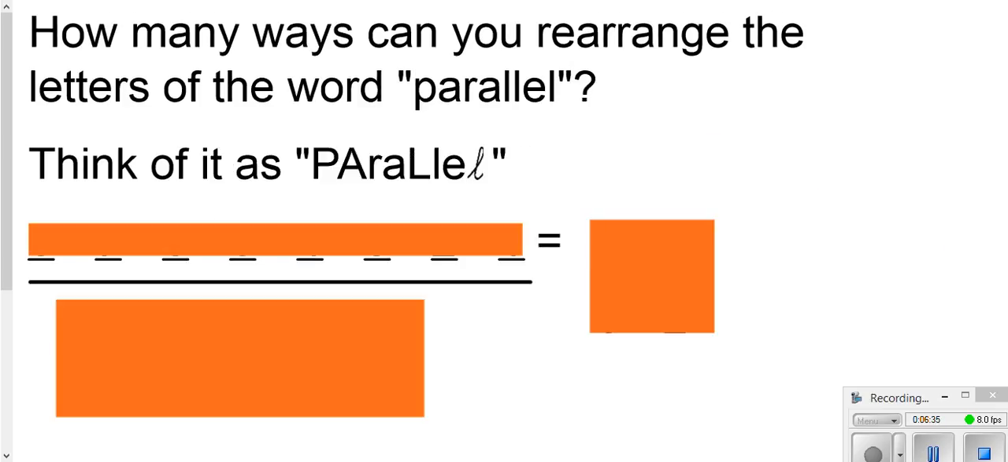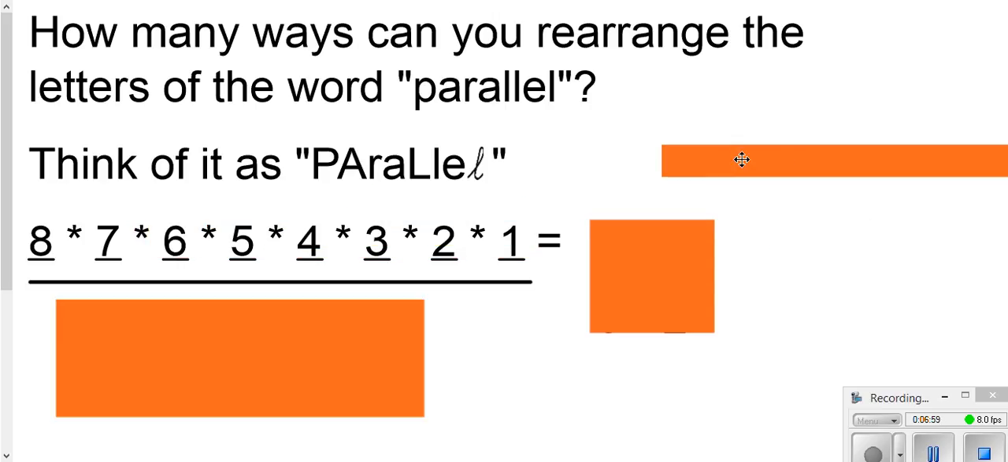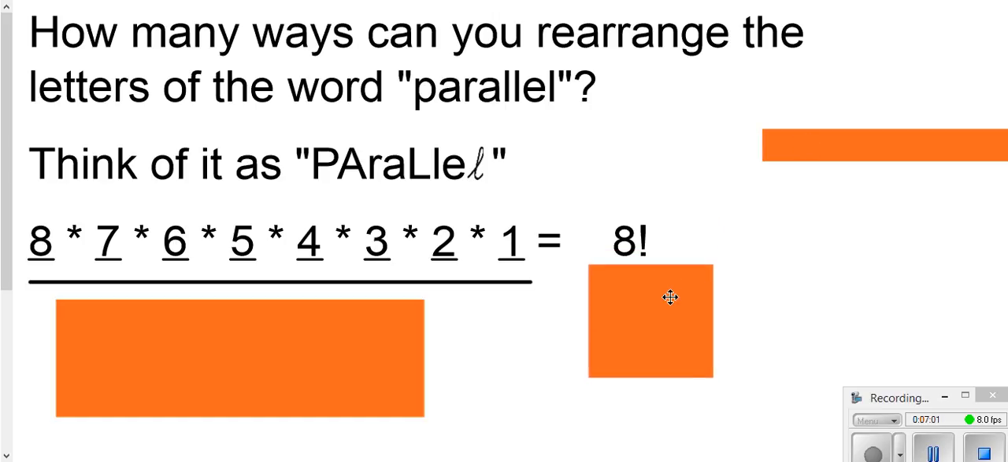So try to go ahead and do the word parallel. Pause the video, try this one on your own. Well, we have 8 letters. So you have 8 choices for the first letter. 1 letter has been used, 7 choices for the second letter. 2 letters have been used, so only 6 choices. So in other words, we get 8 factorial, sorry about that.